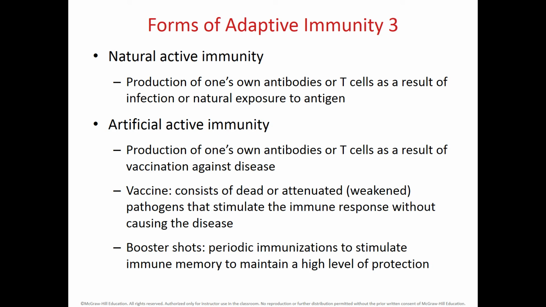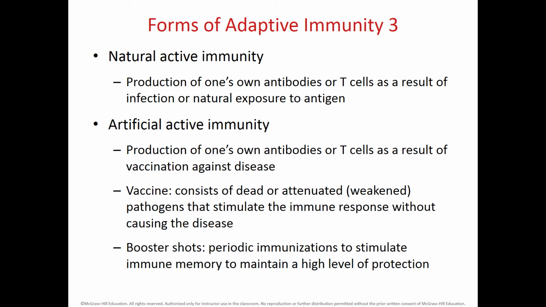So this is the type of immunity that most of us develop, because as we start crawling up and exploring our environment, once we're born, we start getting exposed to many antigens in the environment, and then you start developing your natural active immunity. In both natural active and artificial active, you are producing your own antibodies. So that's why it's called active, because you produce your own antibodies.